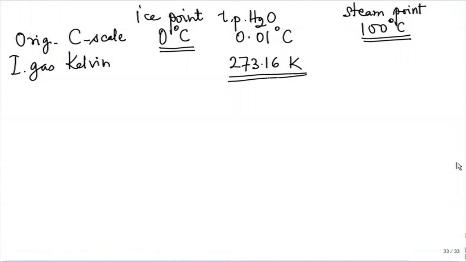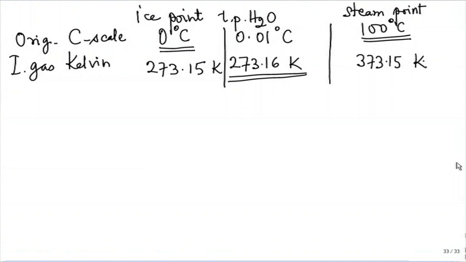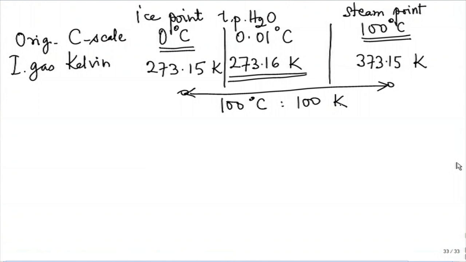Now it turns out that because of this particular selection of temperature, the ice point turns out to be almost exactly 273.15 Kelvin, and the steam point turns out to be 373.15 Kelvin. Because of that, the difference between these two temperatures, ice point and steam point, which is 100 degree C, also turns out to be 100 Kelvin. That is the reason for selecting this 273.16. And because of this, the conversion between Celsius and Kelvin is: add 273.15 to Celsius and you get Kelvin, or subtract 273.15 from Kelvin and you get Celsius.